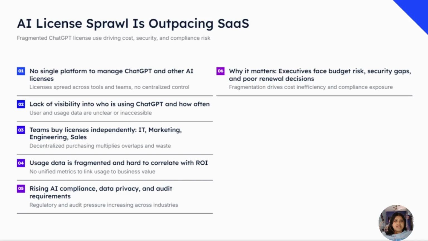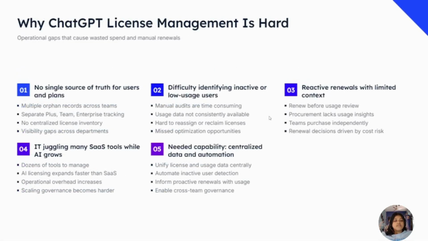Who actually needs a paid ChatGPT license? Which licenses are actively used versus idle? And what happens to ChatGPT access when employees change roles or leave? Without clear visibility, organizations often end up over-licensed, overspending, and exposed to governance and security risks.